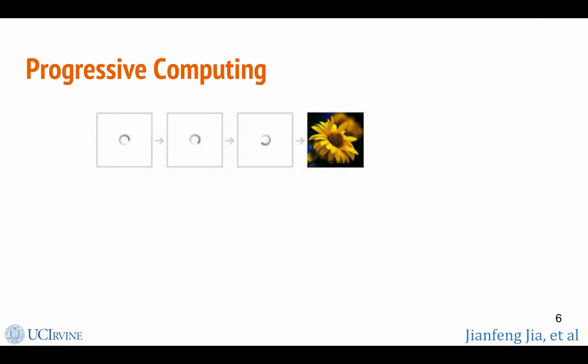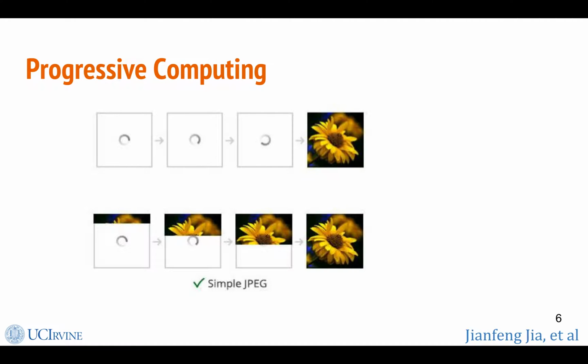So we borrowed the idea of progressive computing from industry. Instead of letting users wait for the entire result to come back, we want to deliver the result progressively so that users will not get bored while waiting. The partial result can also convey useful information to help users make quick decisions.